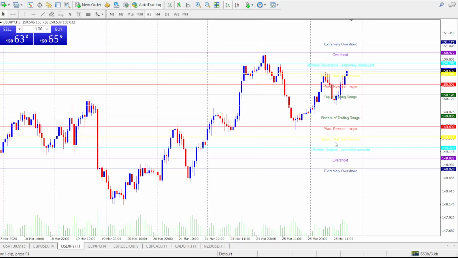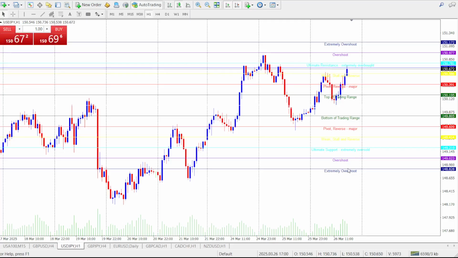Okay, for a buy signal, we should be looking at the overshoot on the downside and the extremely oversold. So for a buy signal, you should be looking at price getting to the extremely oversold, which is the ultimate support, because when price gets to these levels, a bullish reversal is likely. So traders can enter a buy trade when confirmation signals appear. If you get a bullish candlestick pattern around here, or here, or here, it could be a good cue to enter a buy trade.